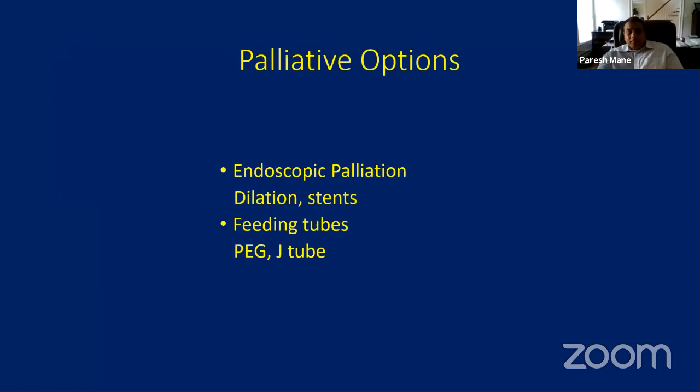Now, lastly, I want to talk a little bit about palliative options. Majority of the esophagus cancers that come to us come at a very late stage. In India, I'm sure almost everybody must be coming in at a late stage. And so what are the palliative options? So there are endoscopic palliative options, and I'll talk a little bit about stents and dilations, and of course, feeding tubes, percutaneous endoscopic gastrostomies if amenable, or open J-tube or laparoscopic J-tube.